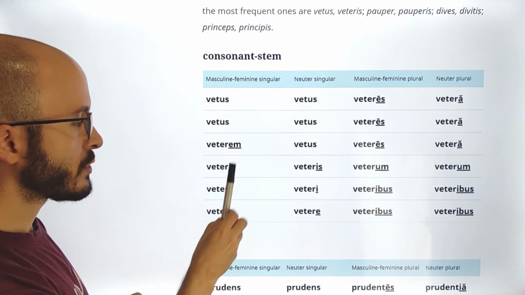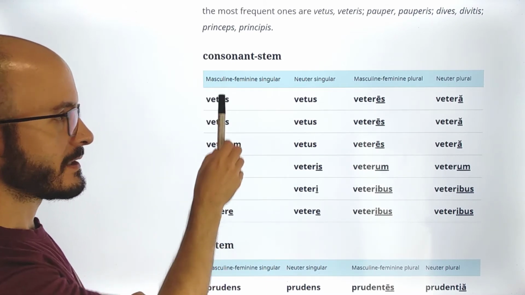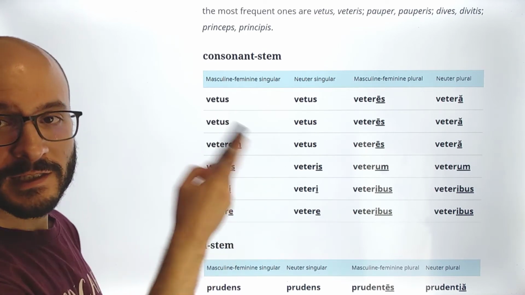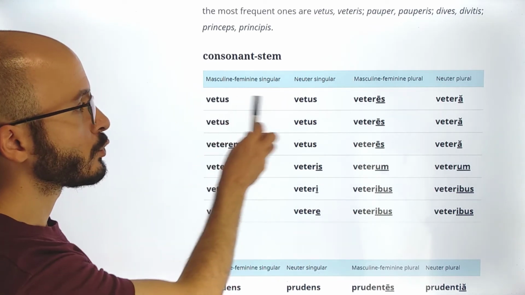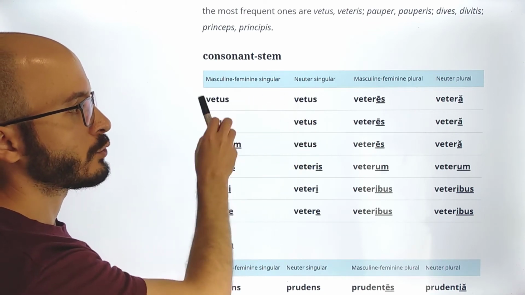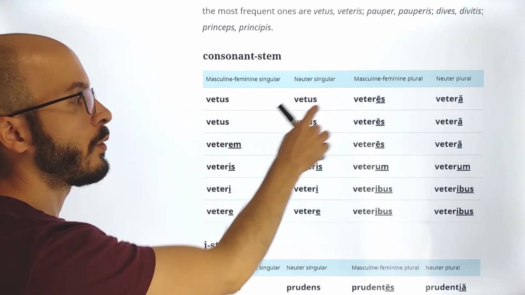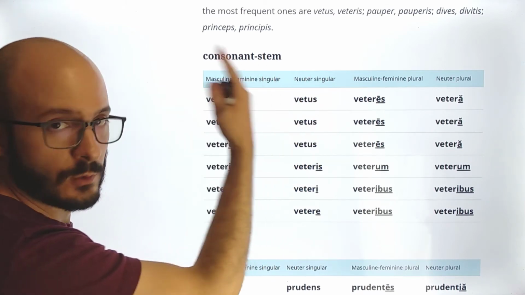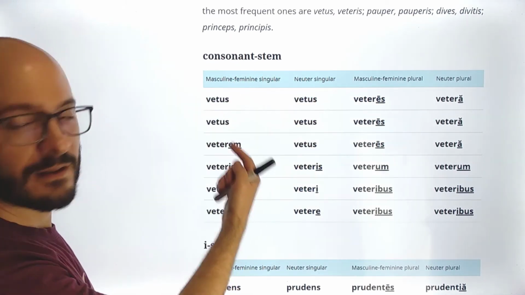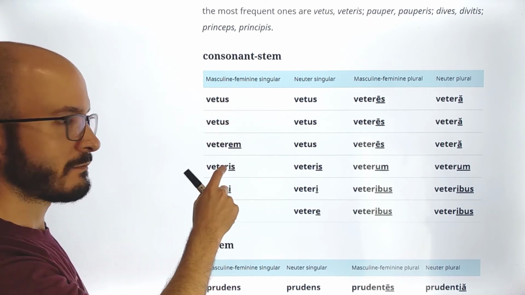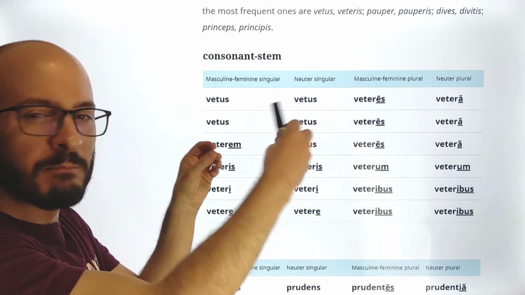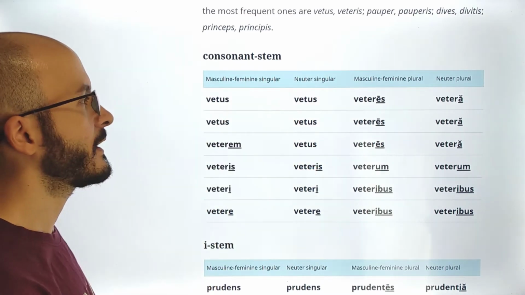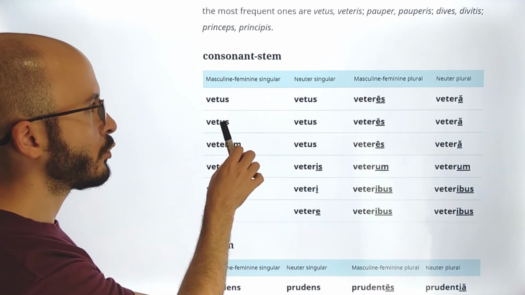So let's see. We have vetus, veteris. This is the statement, vetus, veteris. But then it is called one ending because vetus, vetus. It is the same. So that's why it is called one ending. That's the reason of the name. One ending for everything, but then the statement is this and this. Okay? I know that this is kind of mixed concepts, but don't mix the concepts in your head. Okay?